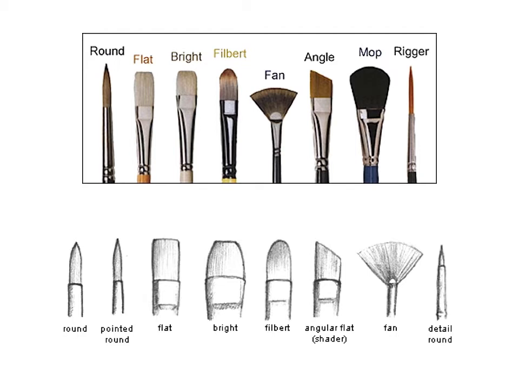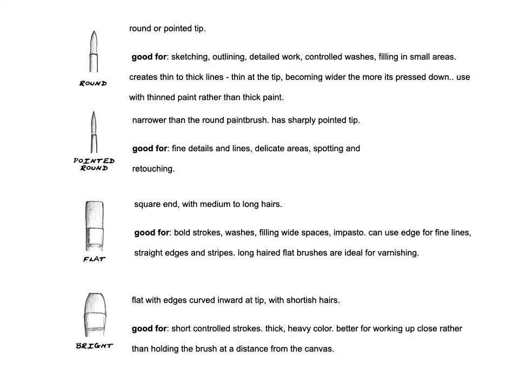So we'll just go over what each brush is typically used for. A round has a round or pointed tip. It's good for sketching, outlining, and detailed work. It's great for edging or lining areas. You can think about it as a narrow round paintbrush. It has a pointed tip. The pointed round is good for fine details and lines. Oftentimes these brushes are very little.